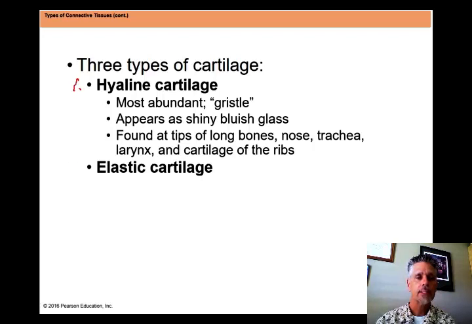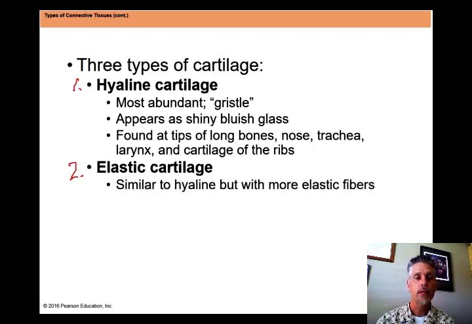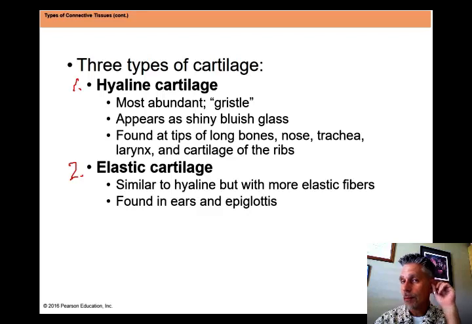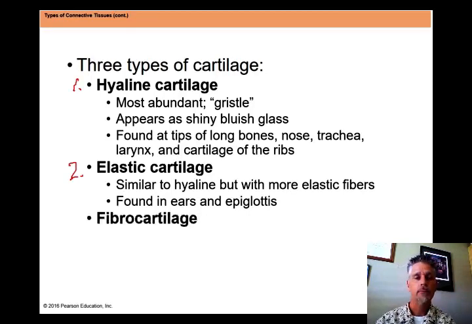Then we have elastic cartilage. So you can imagine inside of elastic cartilage, we're going to have more elastic fibers, right? So it's going to be more flexible. So we find that in the ears, right? A little bit more flexibility like we see down here, and the epiglottis, which is a little trap door that covers the trachea when you swallow, sending the food and drink down the esophagus as opposed to down the trachea.